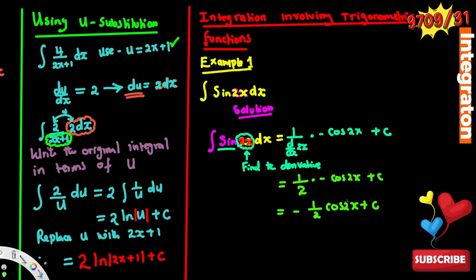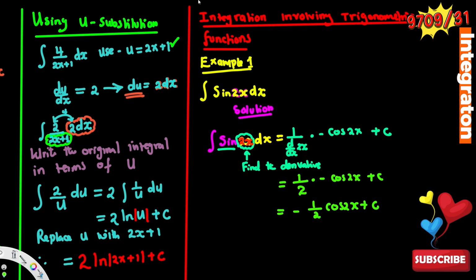So there are things that we have done here. You identify how many functions you have. The first function is sine. The second function is 2x. So for 2x, you find its derivative, you say 1 over that answer you get, times the integral of the sine function.